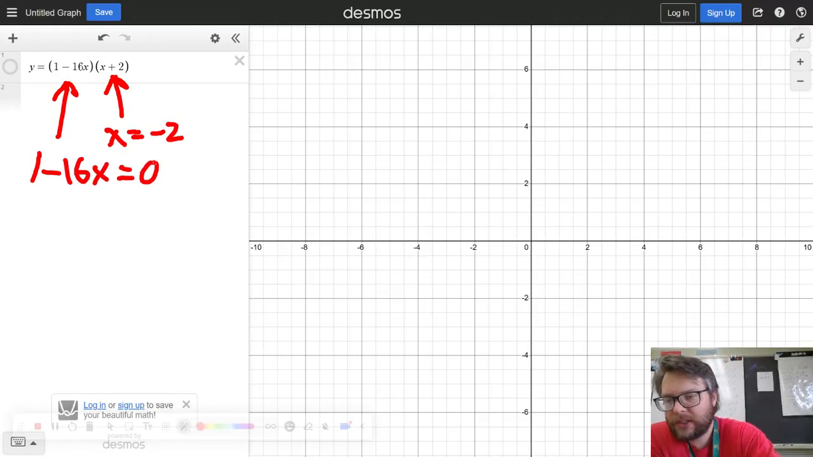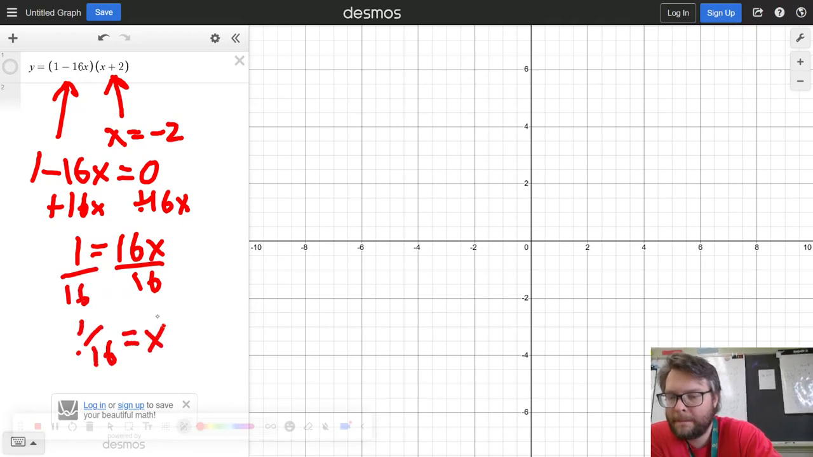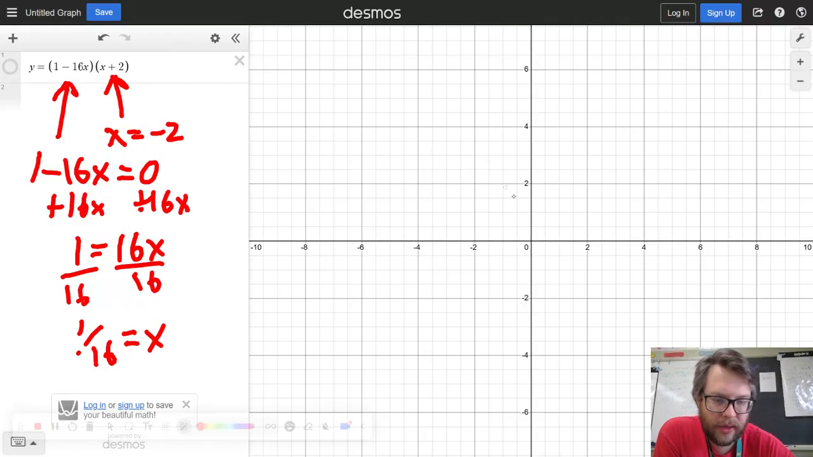You know how to solve this equation. 1 minus 16x equals 0. You can subtract 1 from both sides, or you can add 16x to both sides. Both work the same. So you get 1 equals 16x. You can divide both sides by 16, and you get 1/16 is x. So I know when I get around to graphing this, one of my x-intercepts is going to be right there at -2. The other x-intercept is going to be right here at 1/16.